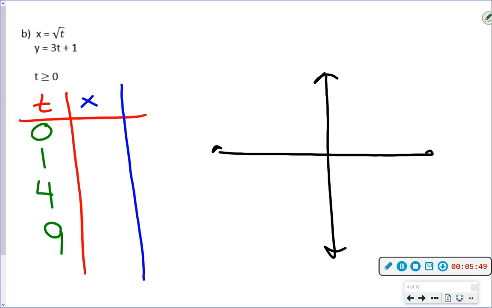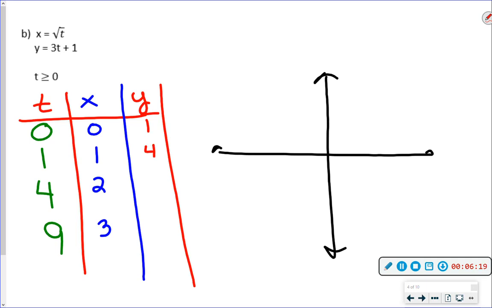All right, so let's put in the values for t into our x equation. Square root of 0, square root of 1, square root of 4, square root of 9. And of course, I need to add a column for my y's. Okay, so remember, you're plugging the t into the y equation. 3 times 0 plus 1. 3 times 1 plus 1.